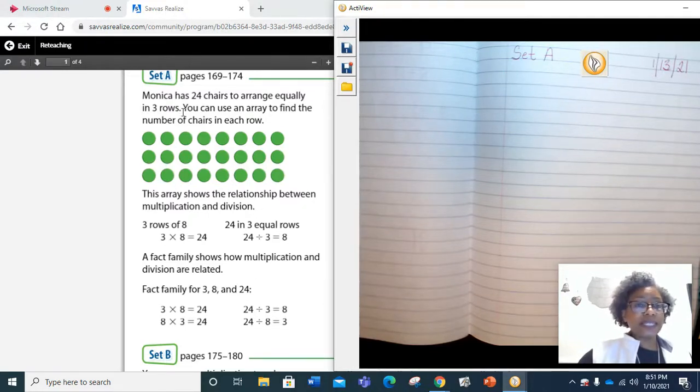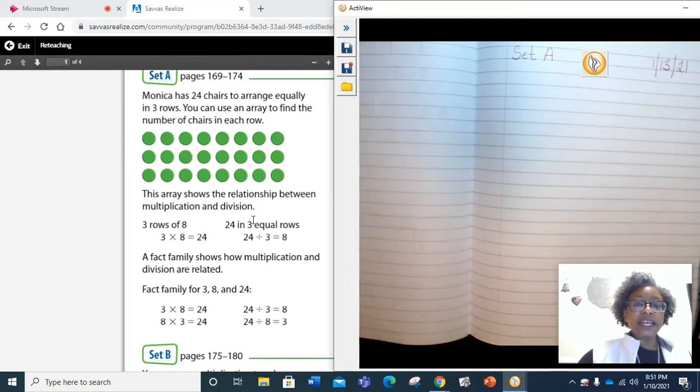So set A says Monica has 24 chairs to arrange equally in 3 rows. And we know rows go across, so there are 3 rows. You can use an array to find the number of chairs in each row. This array shows the relationship between multiplication and division. 3 rows of 8, which means 3 times 8. And they already give us the product, 24.